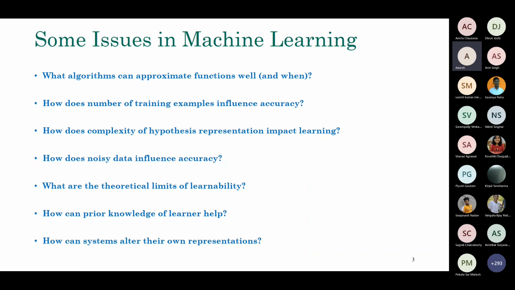And the other thing, this is not very common, but still important: how can systems alter their own representations? Representation learning is about what representation would be good for the application that you are targeting, and over time, depending upon changes in the data and in the requirement, whether your system can actually alter its own representations. These are some of the factors that one has to keep in mind while dealing with machine learning algorithms.